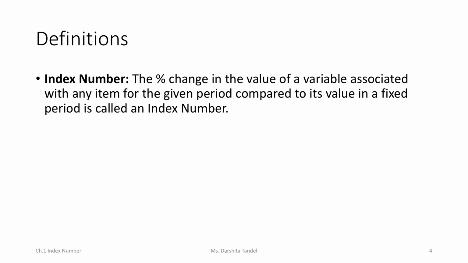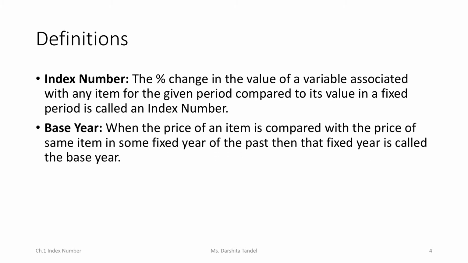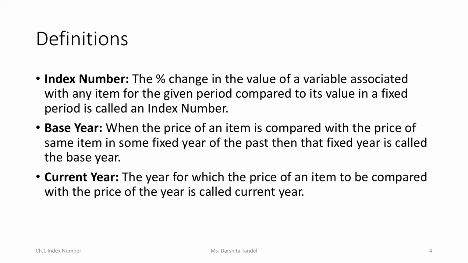Definition. Index number. The percentage change in the value of a variable associated with any item for the given period compared to its value in a fixed period is called an index number. Base year. When the price of an item is compared with the price of the same item in some fixed year of the past, then that fixed year is called the base year. Current year. The year for which the price of an item is to be compared with the price of the base year is called the current year.